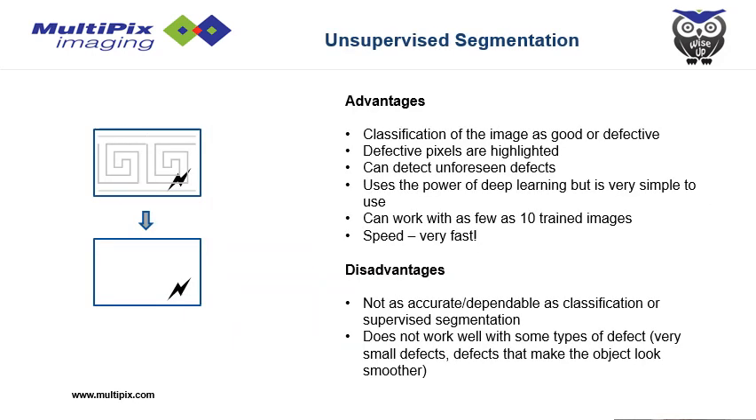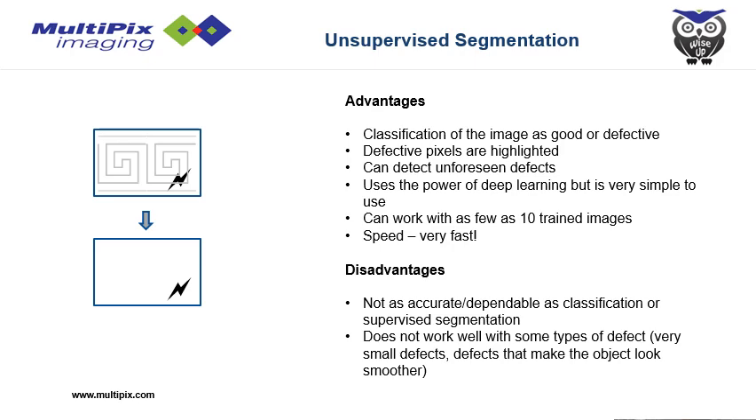Okay, back again to unsupervised segmentation. The advantages of this classification are that we get two outcomes. Either we have a good outcome or we have a defective outcome, in other words, not good. The defects in the image are highlighted, so it shows us which pixels it thinks are not what they should be. So it can detect things that we've never seen before, as I mentioned previously. So unforeseen defects can be found.